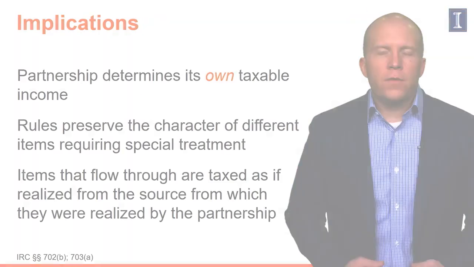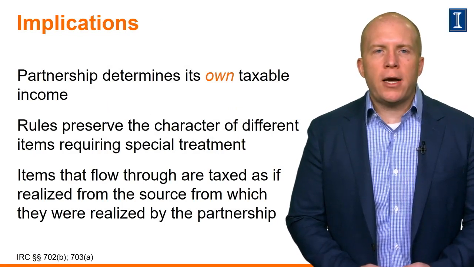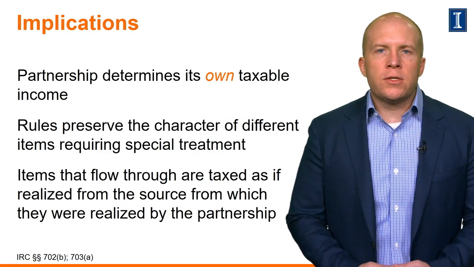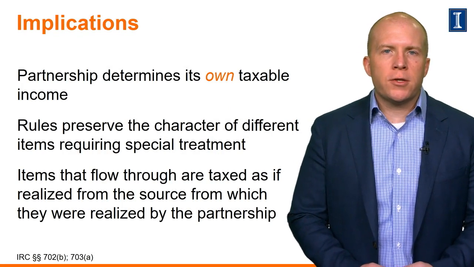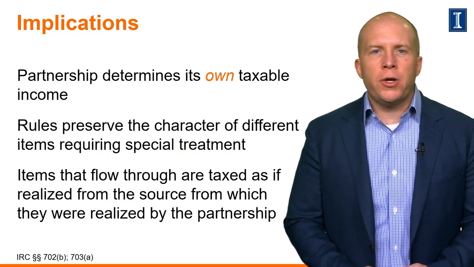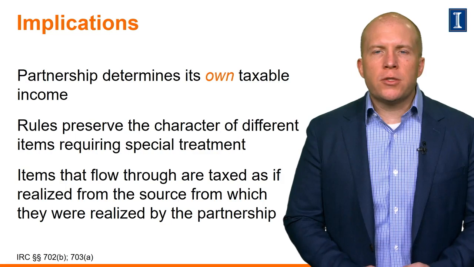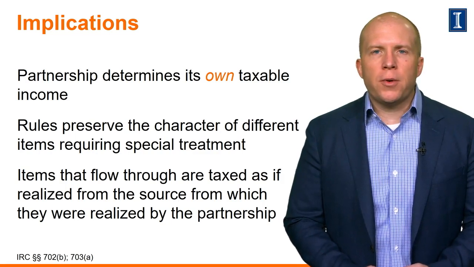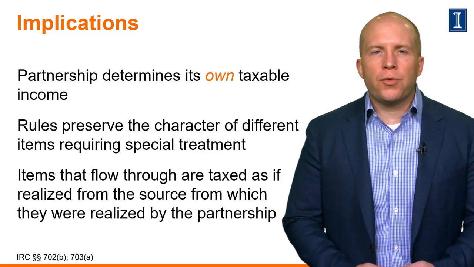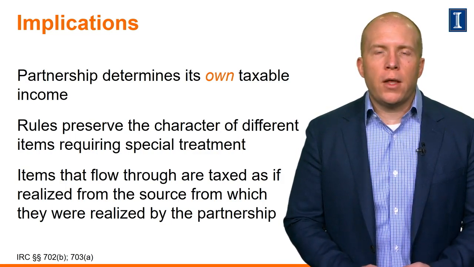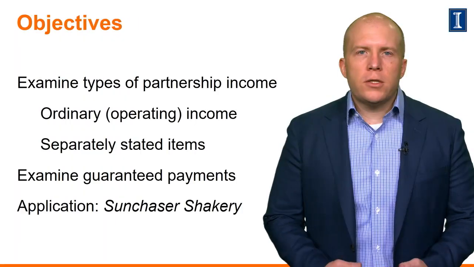judicial procedures. For these reasons, Section 703A requires a partnership to determine its own taxable income and provides rules designed to preserve the character of capital gains, charitable donations, foreign taxes, and other items that require special treatment in the hands of partners for one reason or another. Similarly, Section 702B provides that partnership items that flow through to partners are taxed as if such items were realized directly from the source from which they were realized by the partnership, or incurred in the same manner as the partnership. So what does all this really mean?